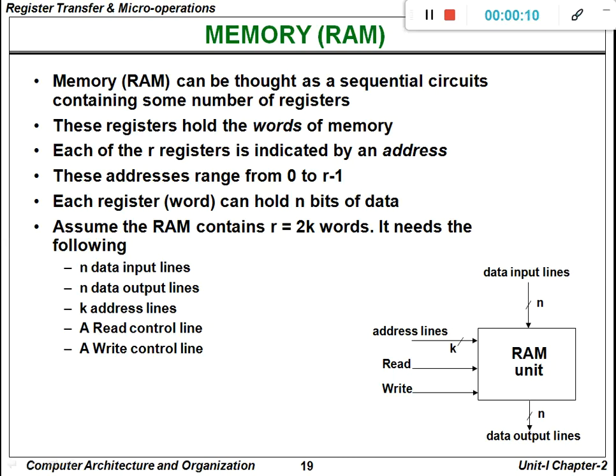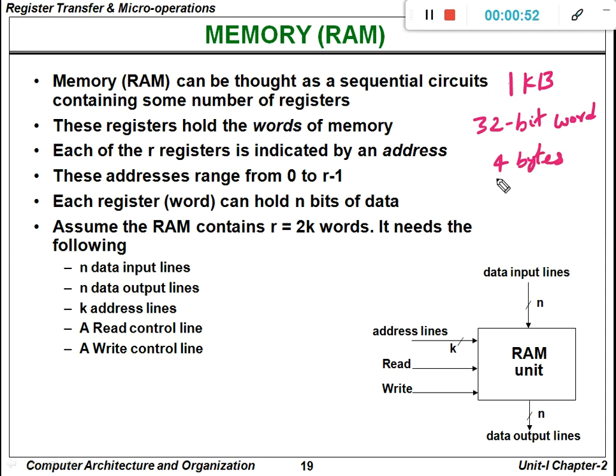So let us know about the main memory or RAM, how it is organized. Main memory is a sequence of registers we can think of. For example, assume a main memory of 1 kilobyte, and we are using a 32-bit word for data transfer. So 32 bits means how many bytes? 4 bytes.